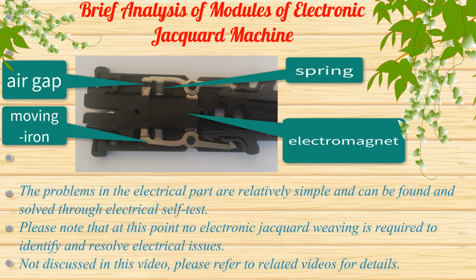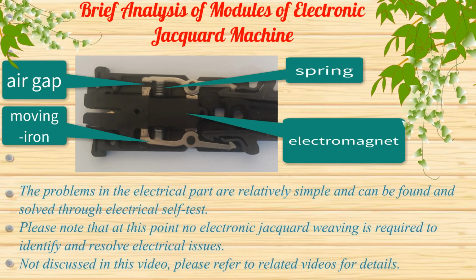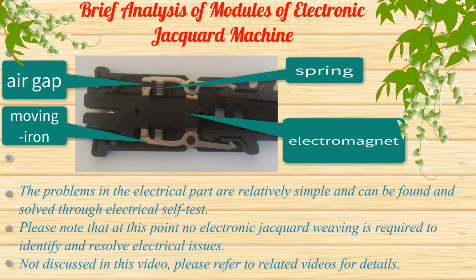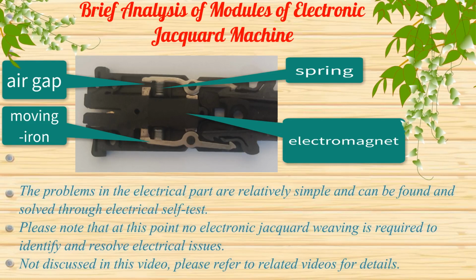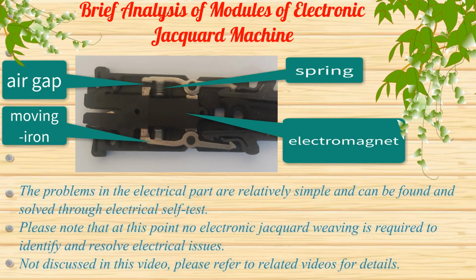The problems in the electrical part are relatively simple and can be found and solved through electrical self-test. Please note that at this point no electronic Jacquard weaving is required to identify and resolve electrical issues. Not discussed in this video. Please refer to related videos for details.